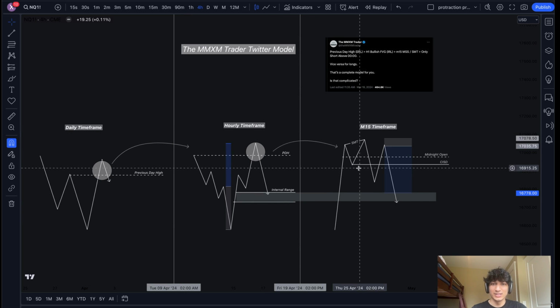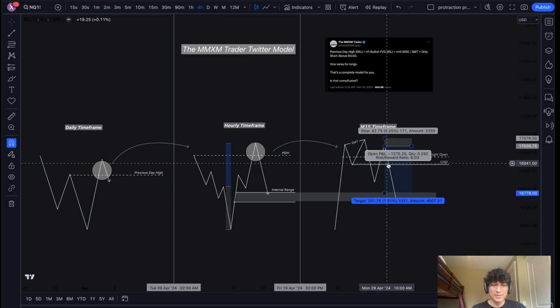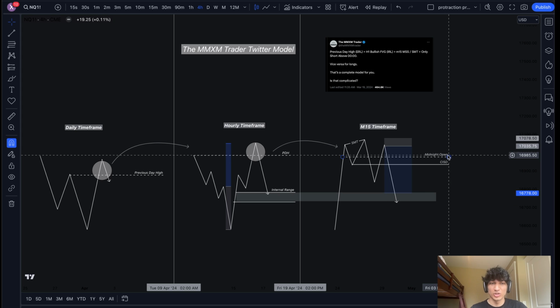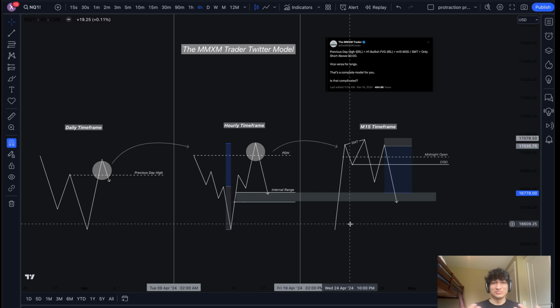On the 15-minute then, we use this daily and hourly context to then frame the trade by looking for an SMT, a market structure shift, and shorting or longing above or below the midnight opening price, depending on if it's the previous day high or low that is raided. This is a repeatable model. Let's see if it actually works and get on a chart and see what we can find out.